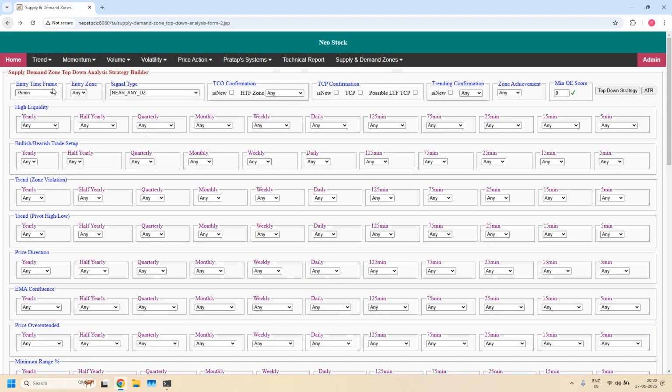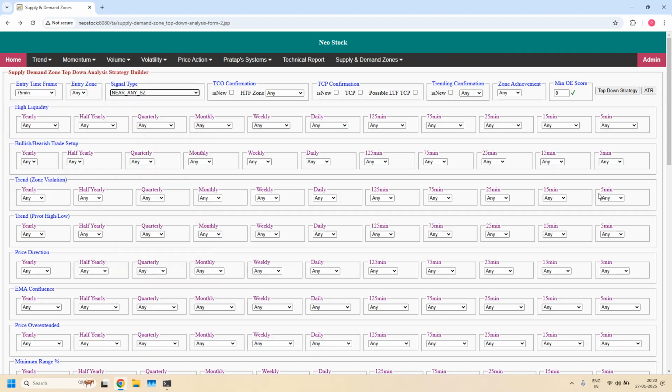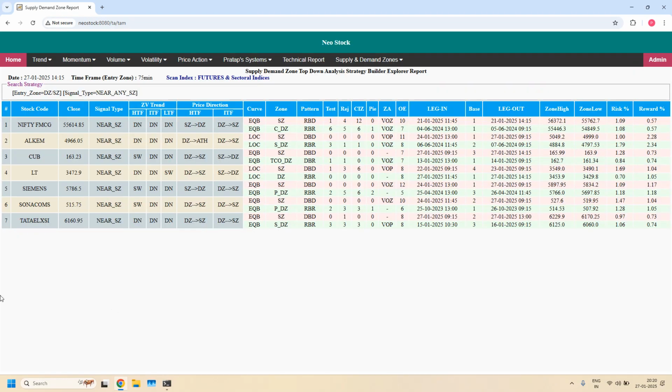Next, for 75 minutes time frame, let us find the stocks near 75 minutes supply zone. 7 stocks are filtered. Let us identify high liquidity supply zones from this list. No, we don't have any high liquidity supply zones. That means in both daily and 75 minutes, we don't have any high liquidity supply zones. We have only high liquidity demand zones from daily and 75 minutes time frame. Okay, this is about high liquidity zones.